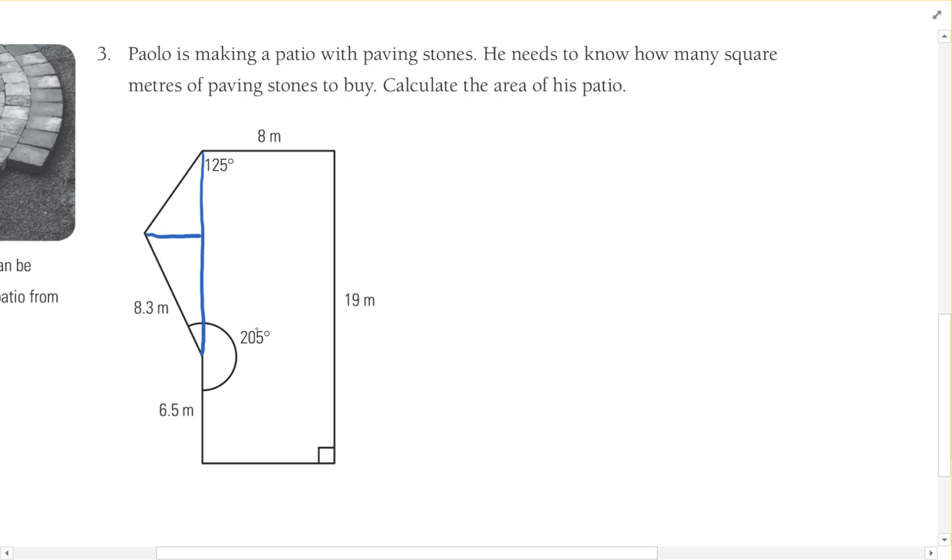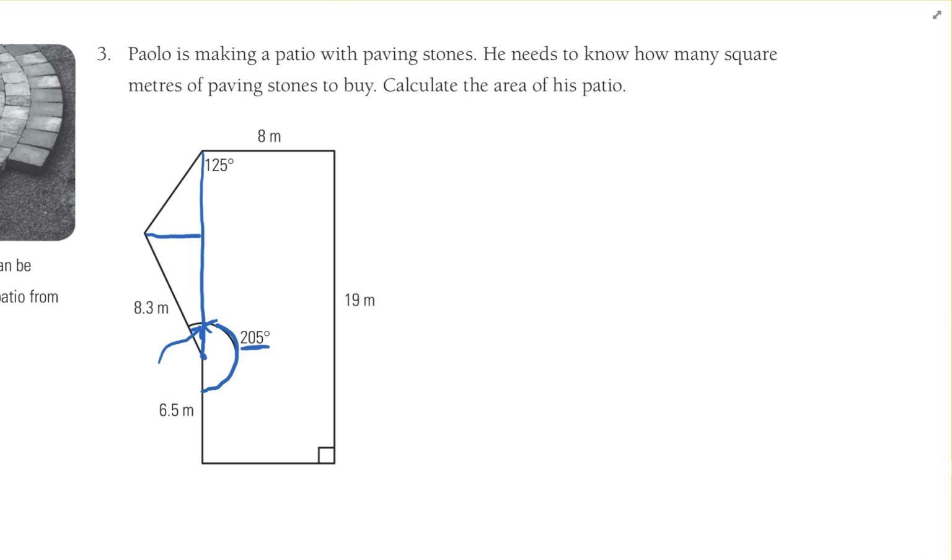And then just remember, it tells you this is 205 degrees. How many degrees would it be to here, right to that point? So that's kind of your hint, right? So how many degrees is it from there to there? That's going to help you figure out what that angle is right there.